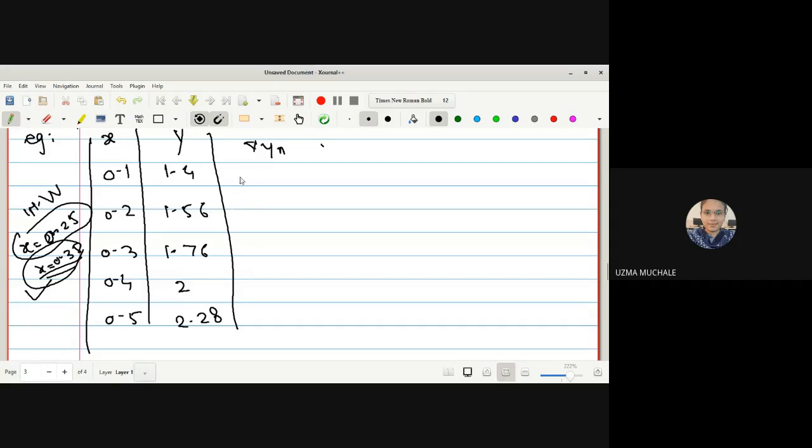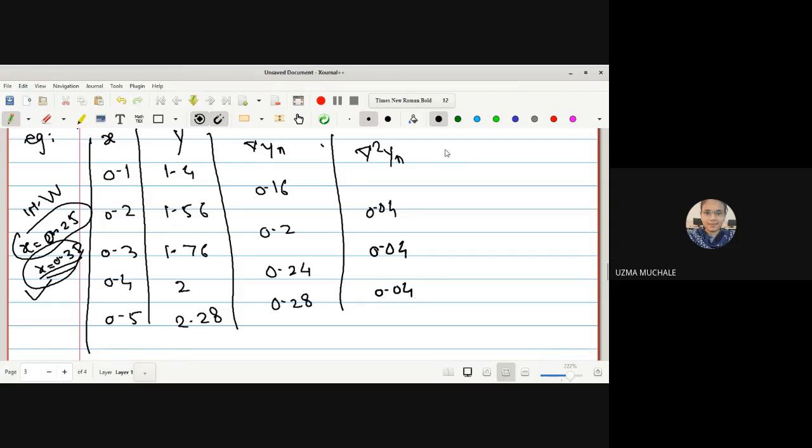Okay, del y is the difference between these two: 1.56 minus 1.416. Then again it is 0.2, 0.24, 0.28. Next is del square y. The difference between these two is 0.04, again 0.04, again 0.0. So del cube will obviously be 0. No need to find the next one.